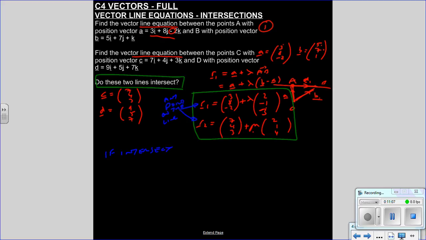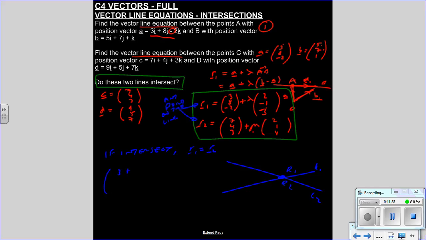So if they intersect, then those points are on both lines. If this is line 1, let's call this r1, and line 2 r2, r1 and r2 must be the same point if they intersect. There's a point on both lines where they marry up with each other. So if they intersect, r1 must equal r2.